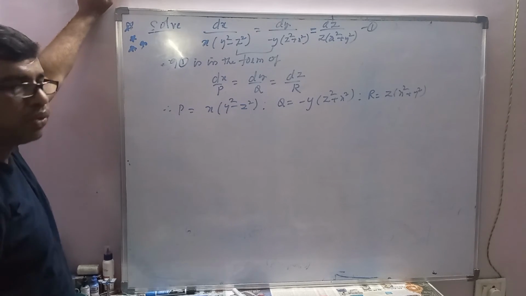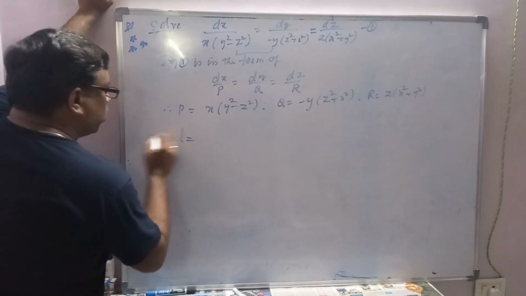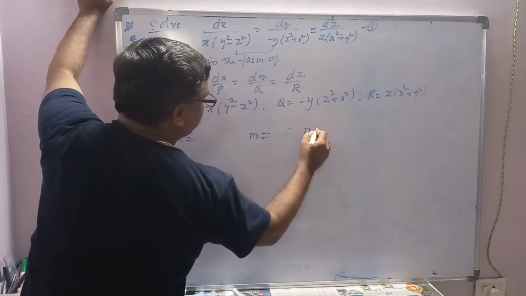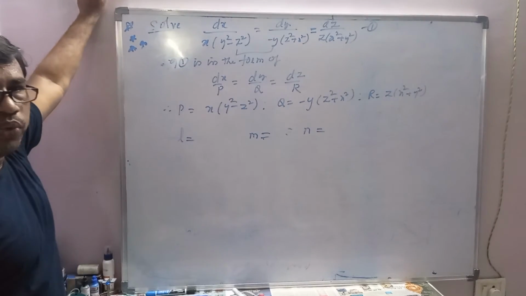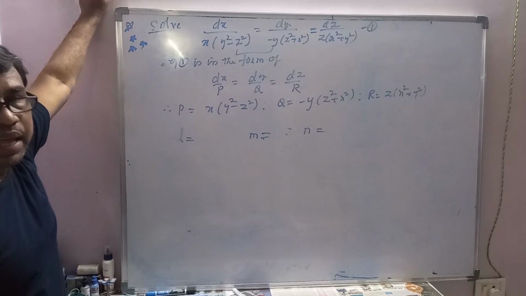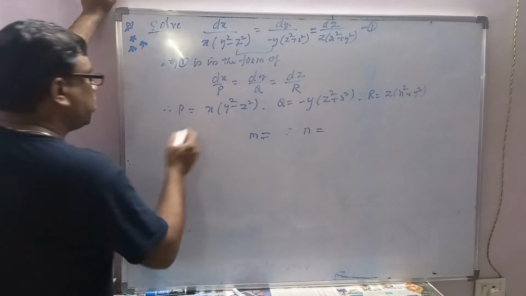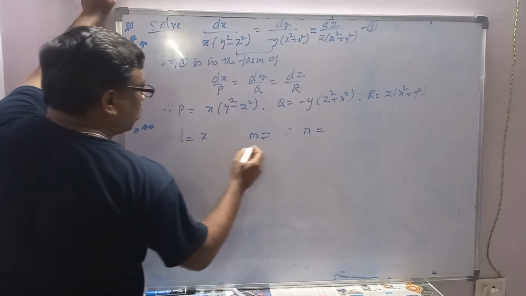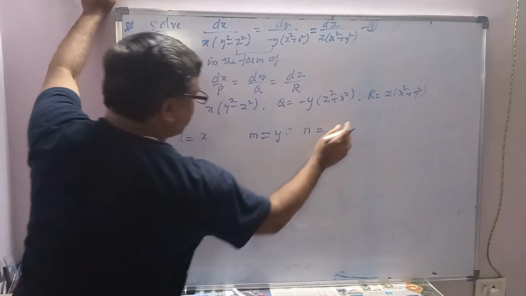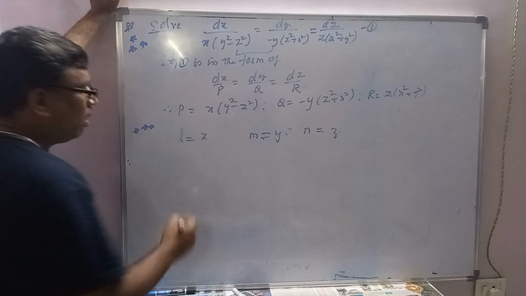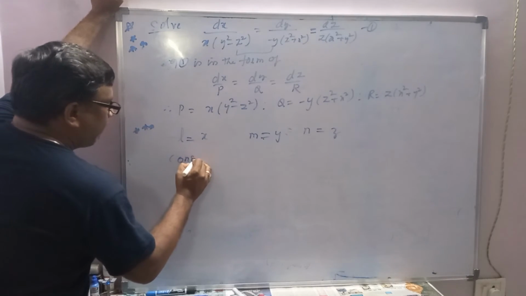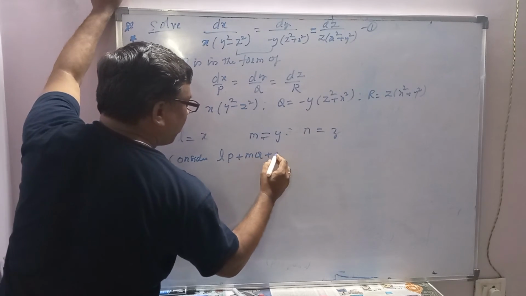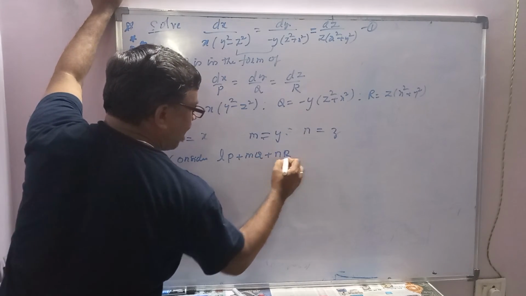Then what is the next procedure? We have to choose multipliers L, M, N. Here I am choosing them carefully, and we have to analyze it. Suppose I choose L = x, M = y, N = z. Then consider LP + MQ + NR.